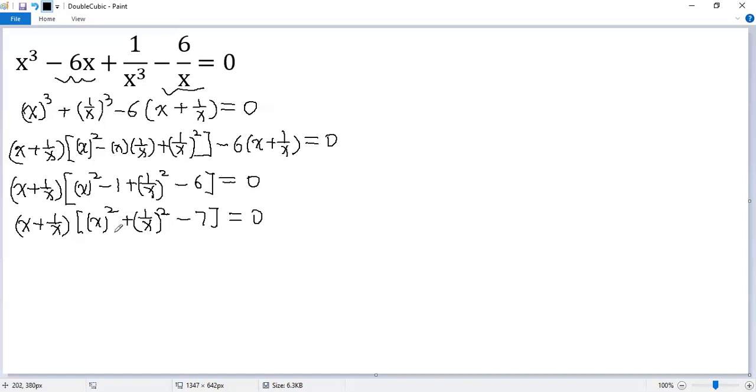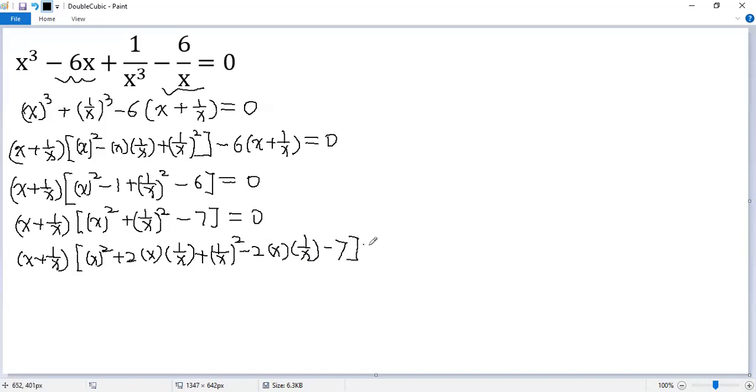To do that, we create a perfect square. So x plus 1 over x times, we use x as a, so a squared plus 2ab, so plus 2, a is x, b is 1 over x, plus b squared, 1 over x squared, and then you need to minus this term to make balance, so minus 2 times x times 1 over x, and then minus 7 equals 0.